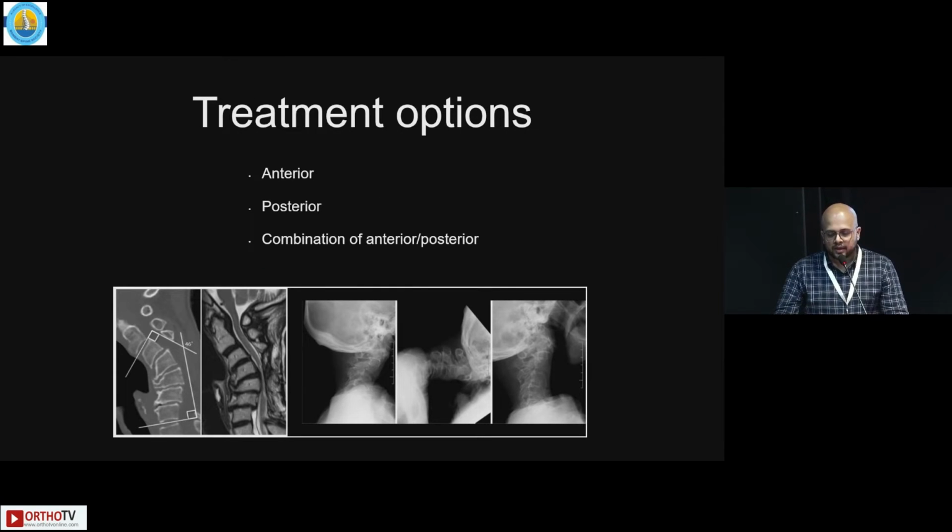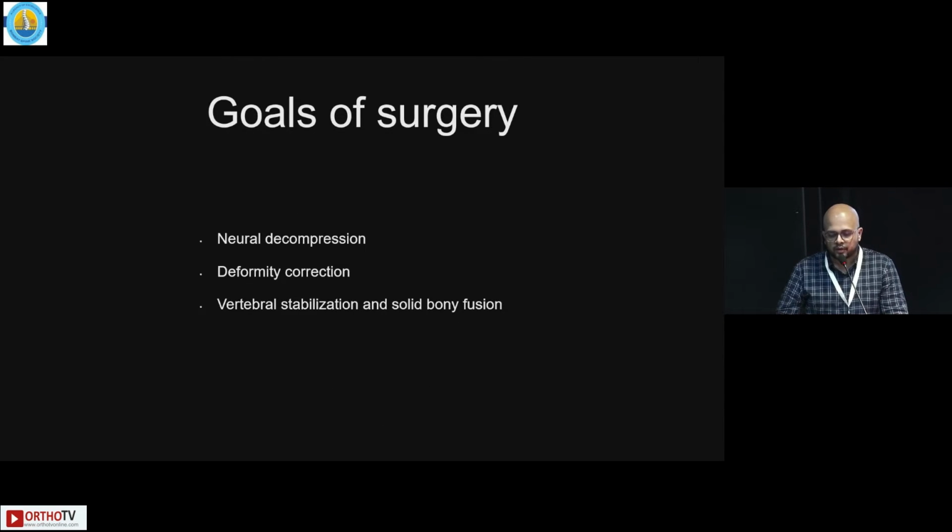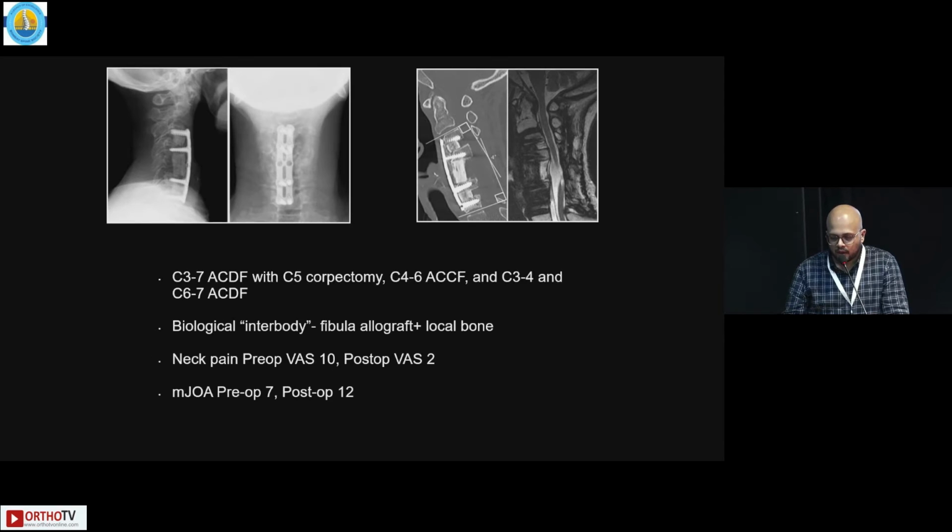So coming back to the case, we have various treatment options which include anterior, posterior, and a combination of approaches. Regardless of what treatment strategy we use, the goals of surgery remain neuro decompression, correction of the deformity, and achieving a solid bony fusion. In this case, given the flexible nature of the deformity, we went from the front and a C5 corpectomy with an ACDF above and below was done, with fibula, allograft, and local bone. In this case, we did not augment it posteriorly, which could have been an option, but the patient was immobilized for quite some time.